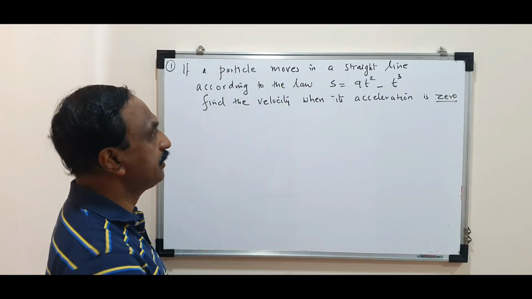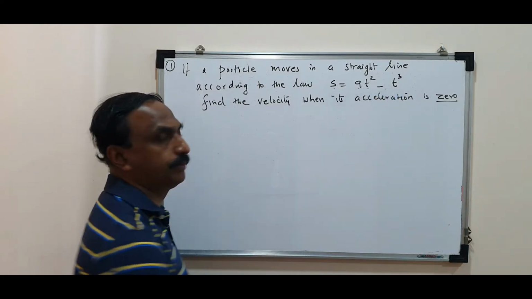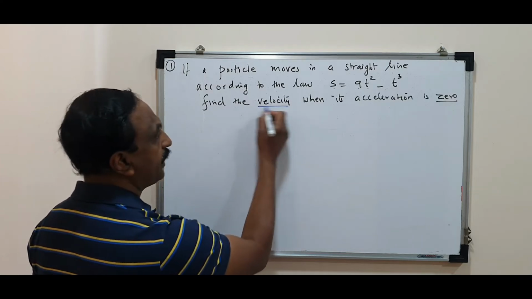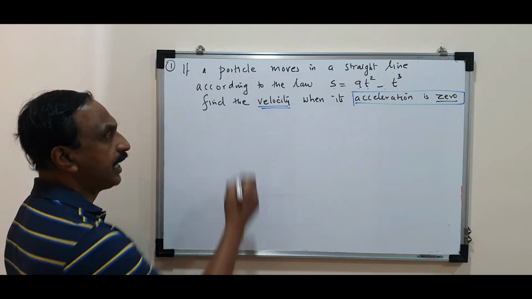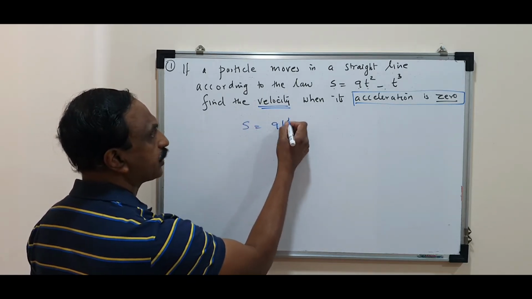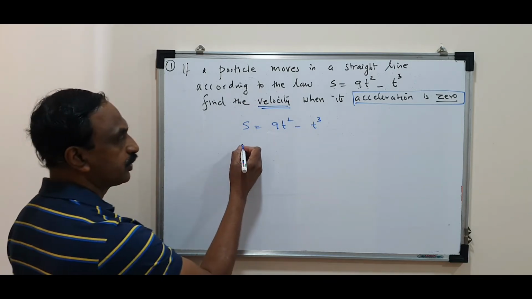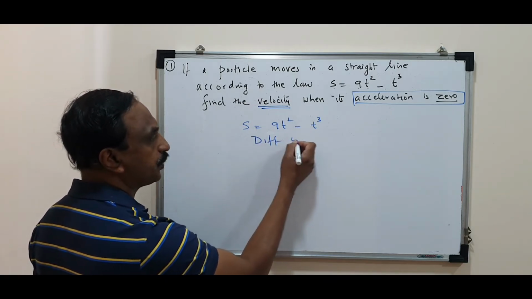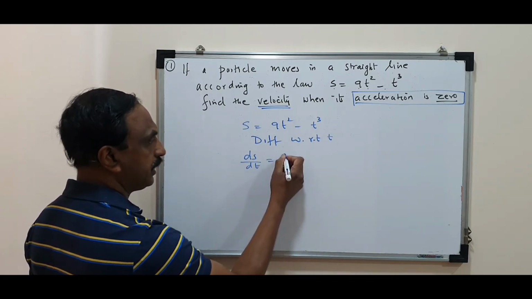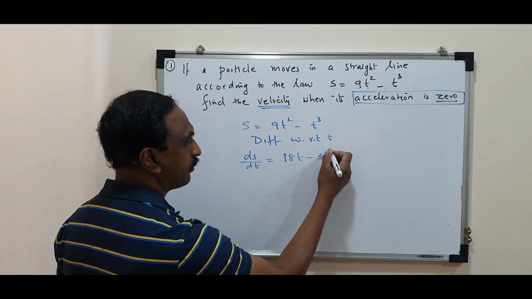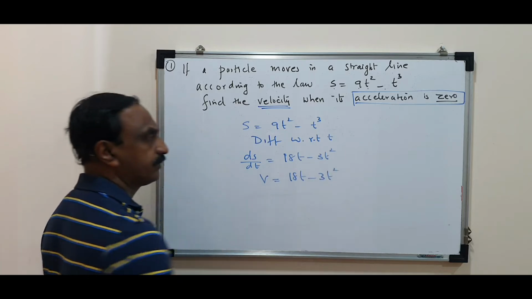A particle is moving with displacement given by 9 times t square minus t cube, where t is the time. You have to find the velocity when the acceleration becomes 0. So I start with s is 9t square minus t cube. Now I am going to calculate its velocity. Velocity is obtained by differentiating with respect to t. So ds by dt is 18t minus 3t square. So velocity is 18t minus 3t square.